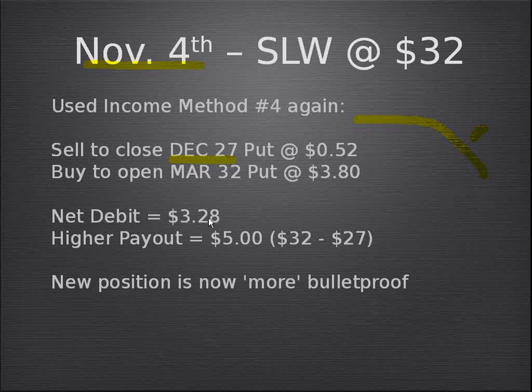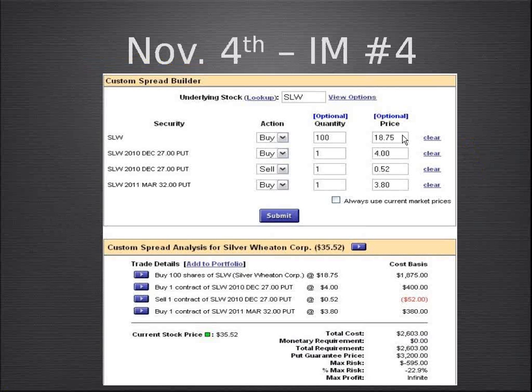I'm paying $3.28. I'm selling to close the December 27 put for 52 cents, buying a March 32 put for $3.80. So I'm paying another $3.28, but we're getting another $5 increase, changing our put from 27 to 32. So the new position is now more bulletproof.